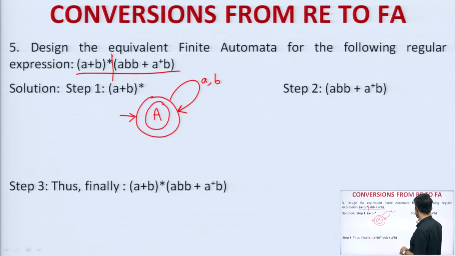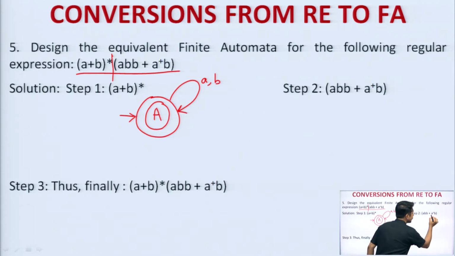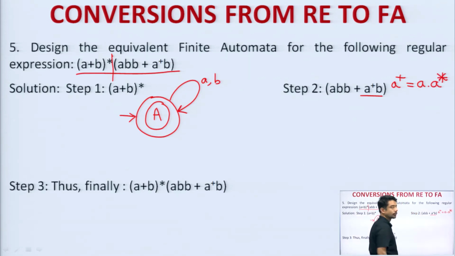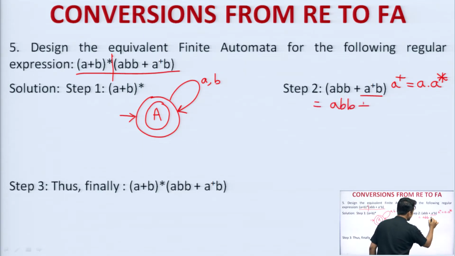Now, I have to draw this one, AB(B + A+)B. Just keep in mind that A+ can be written as A dot A*. This is the general expression we know about it, right. So, that means the whole expression will be looking like this, AB(B + A.A*)B, correct.